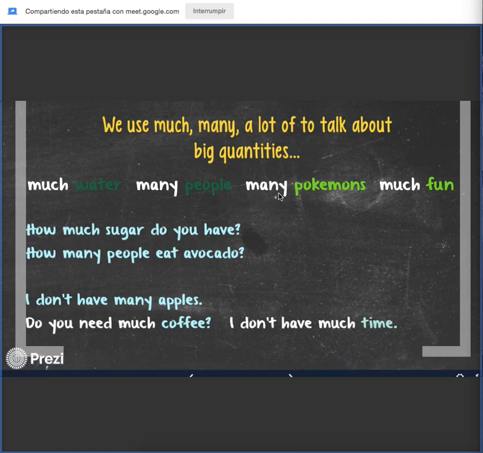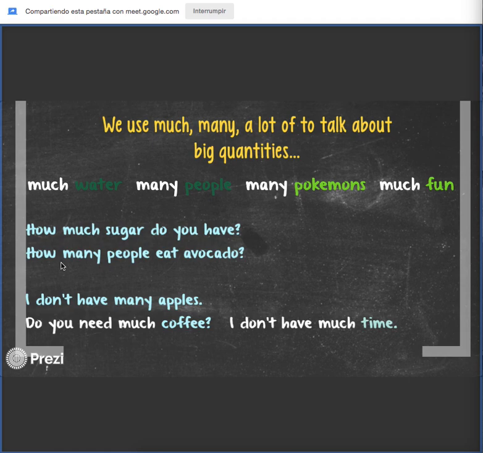So let's take a look at some examples. How much sugar do you have? Let's take a look at sugar. Countable or uncountable? Who can tell me? Uncountable. For that reason, you are using much. How much sugar do you have? ¿Cuánto azúcar tienes?